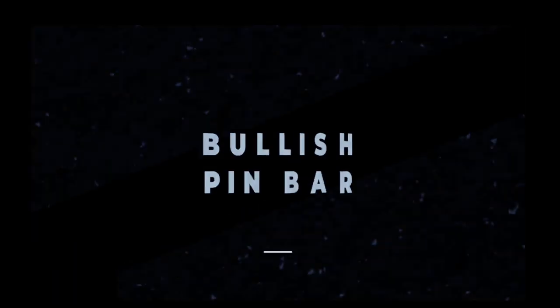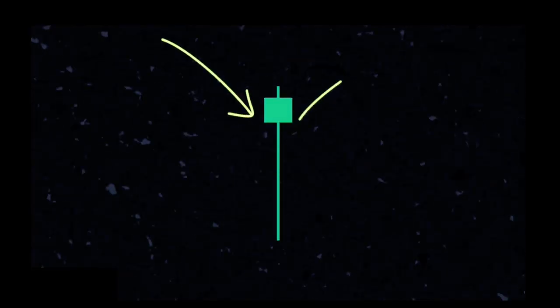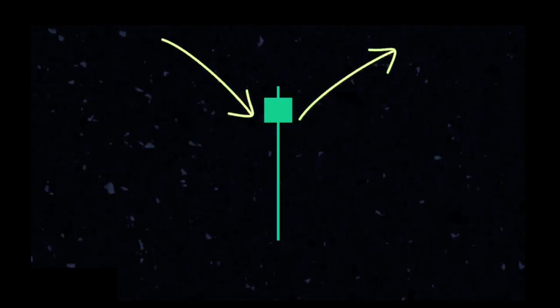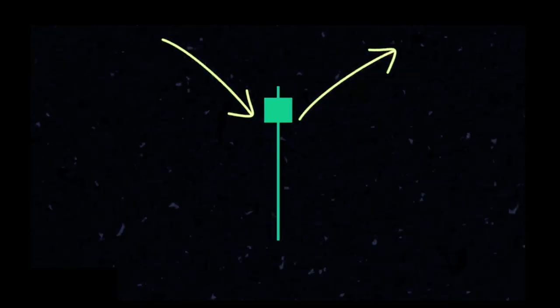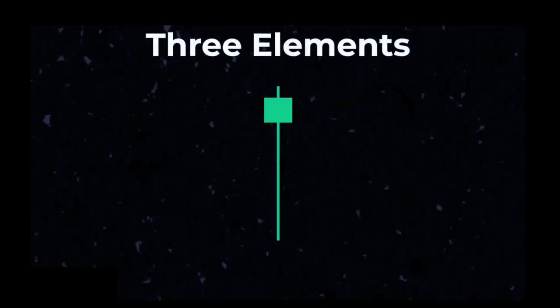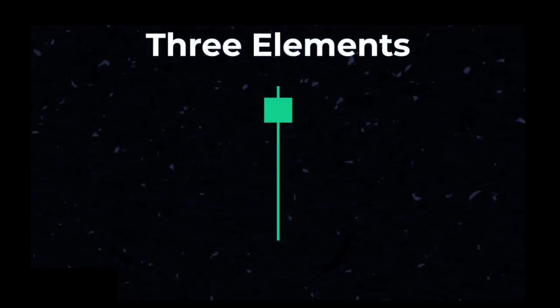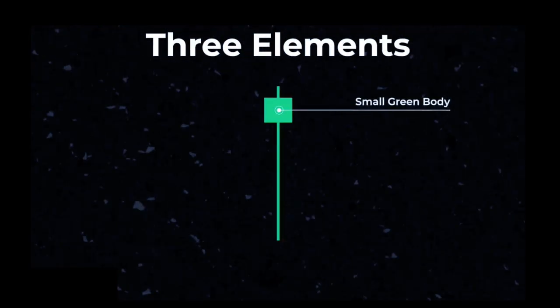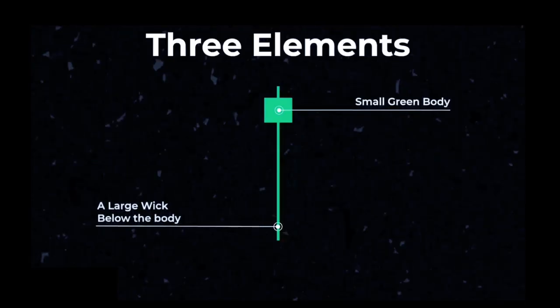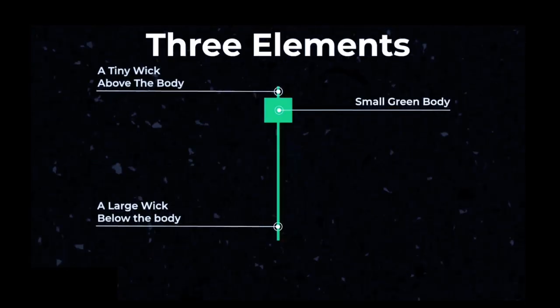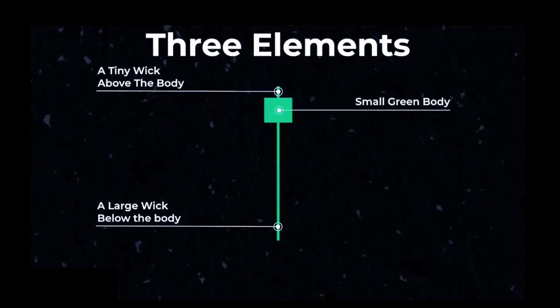Basic patterns. Pattern number 1. Bullish pin bar. A bullish pin bar is a strong reversal candlestick pattern. It indicates a potential reversal to the upside. A bullish pin bar consists of 3 elements: a small green body, a large wick below the body, a tiny or no wick above the body.